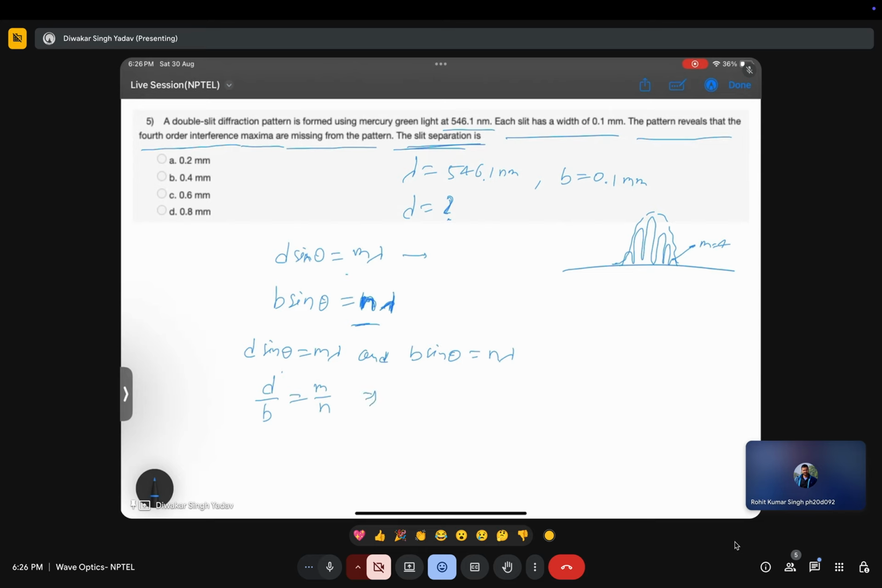Okay, so here m is given, b is given, d we have to find out, and n we have to find out. Okay, so first, how do we get which diffraction minima is there at this point? How do we find it? That we have to find out, right?